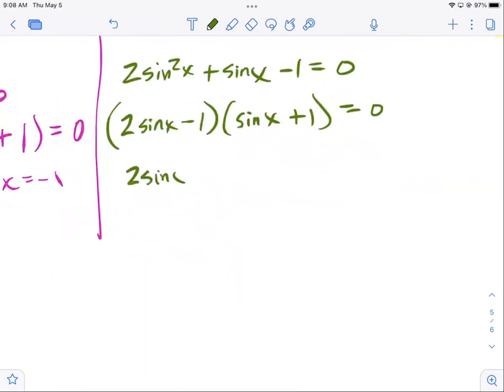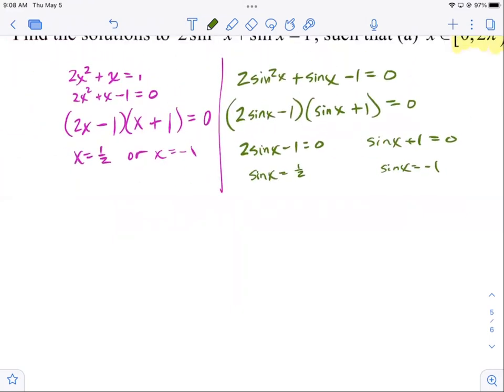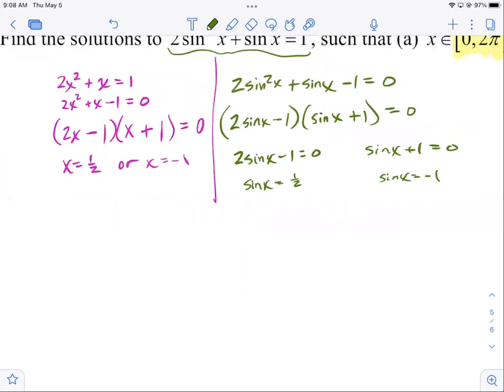So 2 sine of x minus 1 equals 0, and sine of x plus 1 equals 0. And we would solve for sine of x. So we get sine of x equals 1/2, or sine of x equals -1. Now notice that's the exact same thing we did over here, wasn't it? We got x equals 1/2 or x equals -1.